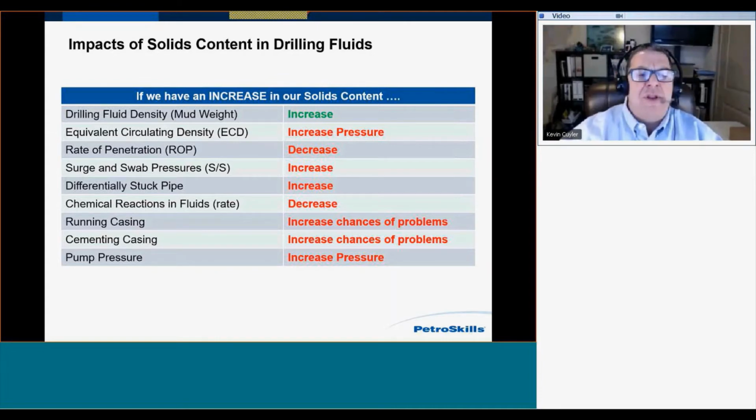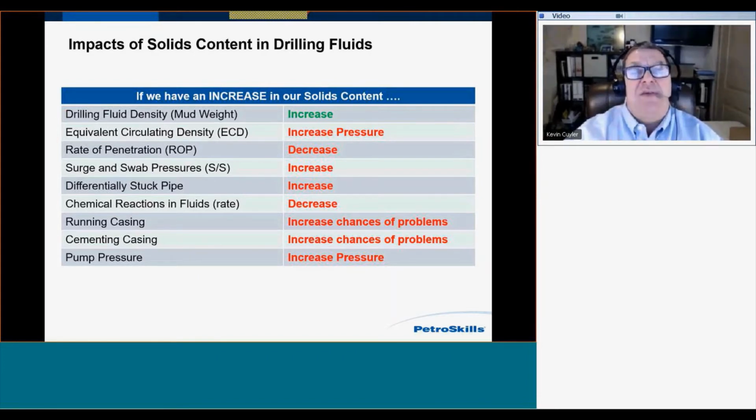Chemical reactions is also an interesting one, is that as we intentionally add commercial chemicals to our drilling fluid, the increase in the number of solids in that fluid will decrease how fast our chemicals will react with water. For instance, if I were to put in a deflocculant, or a thinner, or a chemical, the chemicals take a little bit longer to react because there are solids in the fluid. Whether those solids are inert, meaning that they don't react with anything themselves, or if they're highly reactive, it slows down those processes by having an increased number of solids in the fluid.